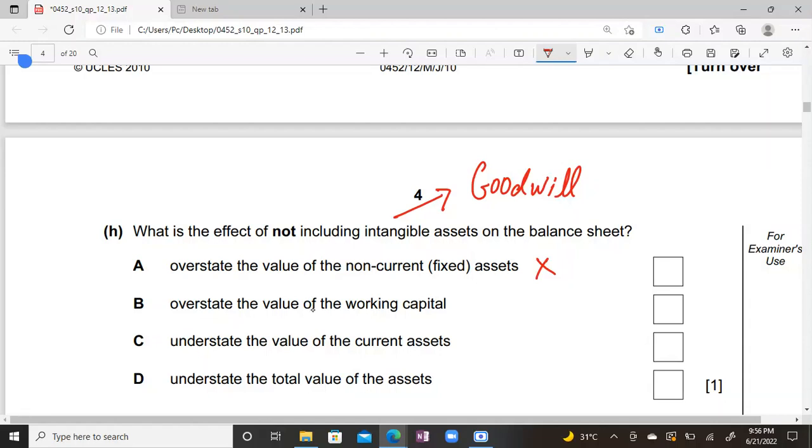Overstate the value of working capital is incorrect. It has nothing to do with the working capital because the formula for working capital is current assets minus current liabilities. So it is not applied here. Same is the case for C. So your answer is D, understate the total value of assets. Definitely, when the value of goodwill is not included in the non-current assets, they will be understated.